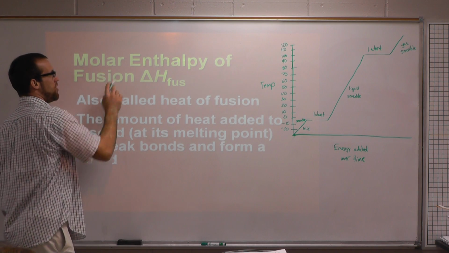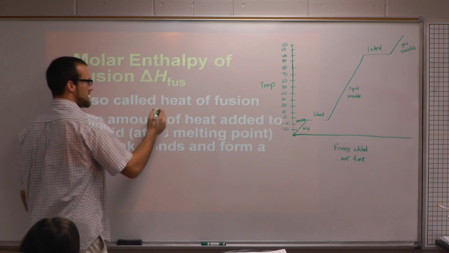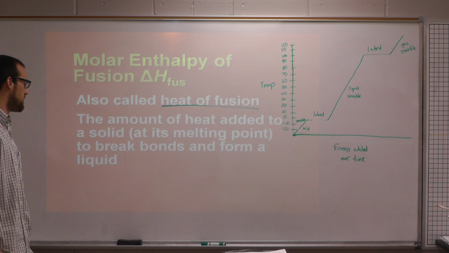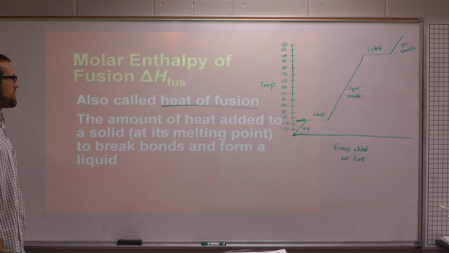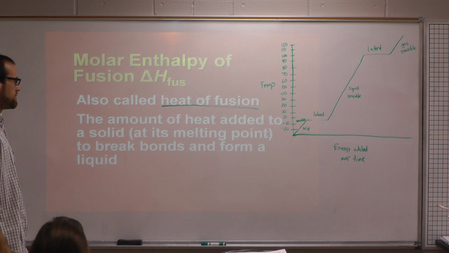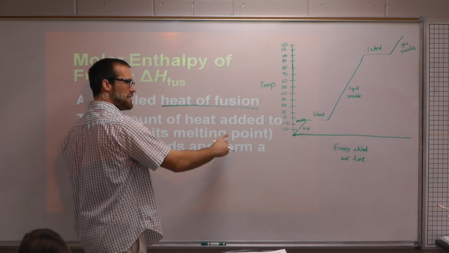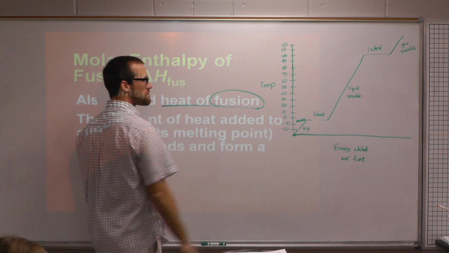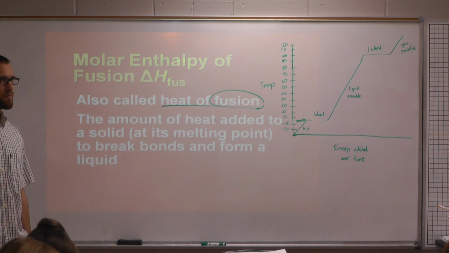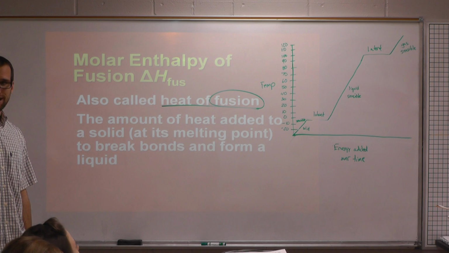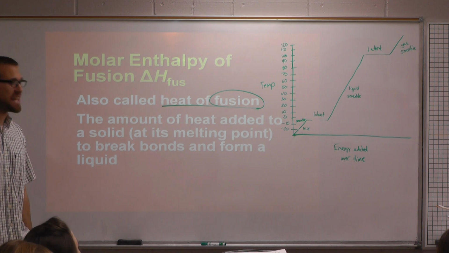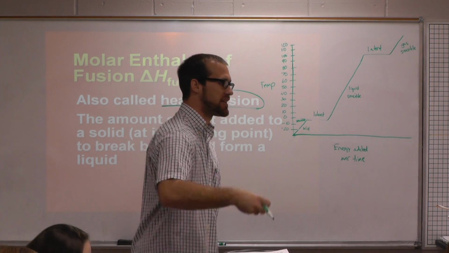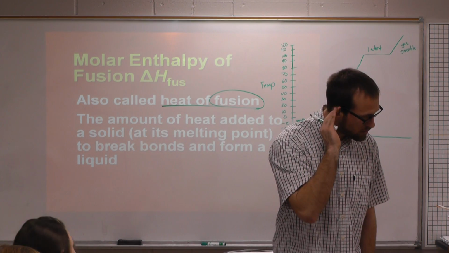This is called molar enthalpy of fusion. A lot of times, since we said enthalpy represents heat, we could call it heat of fusion. This is the amount of heat added to a solid. Where is it added at? Melting. So what do you think fusion represents? The solid melting. Okay. So essentially, the enthalpy of fusion is how much energy per mole you would need to apply to a substance to get all of it to melt.